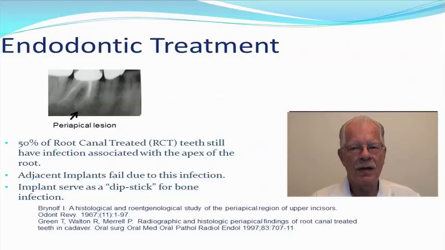For example, there's literature that shows that 50% of root canals still have infection associated with the apex of the root. We found, and I published papers on the fact that adjacent implants fail next to this infection. And we think that if you want to find out if there's any infection in the mouth, put an implant in, and if it fails, you're pretty guaranteed that there's an abscessed tooth or a crowned tooth that's necrotic or a root canal tooth that still has bacteria associated, which cause the implant to fail.